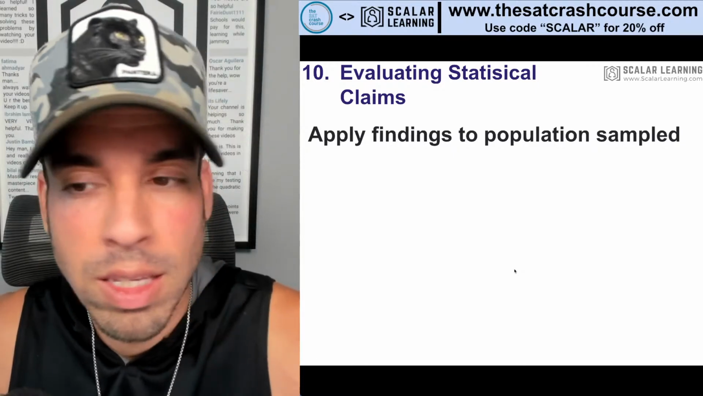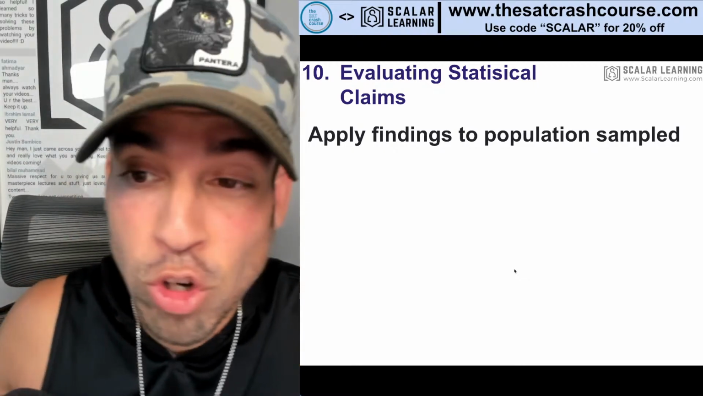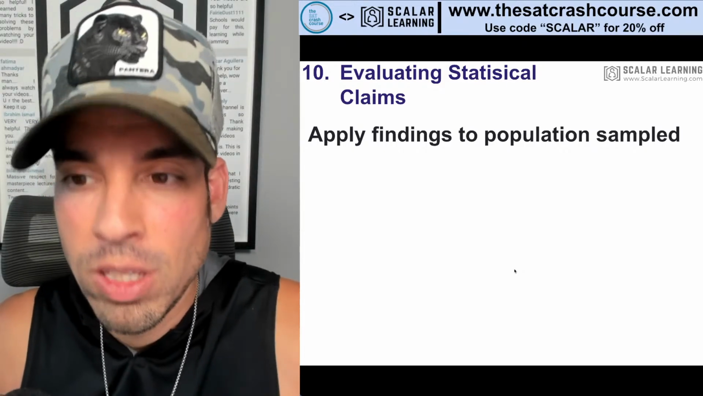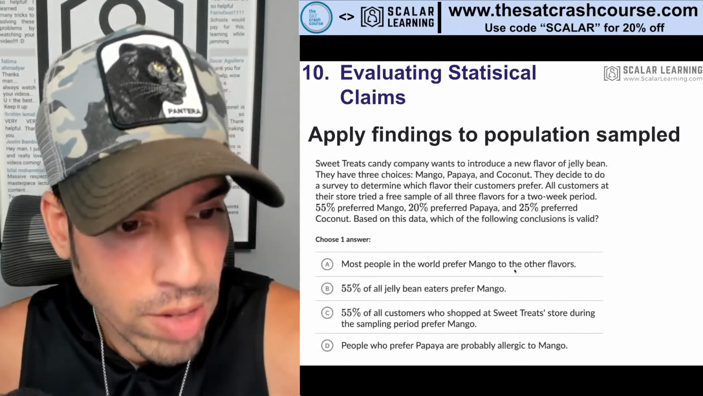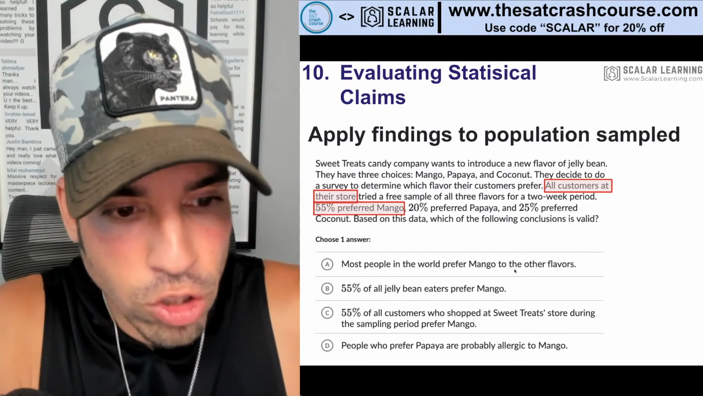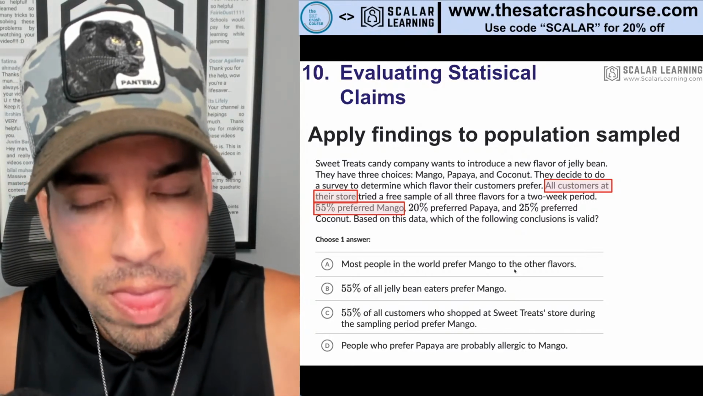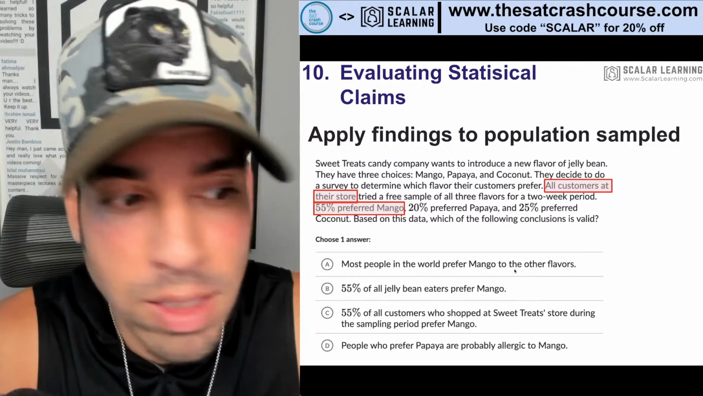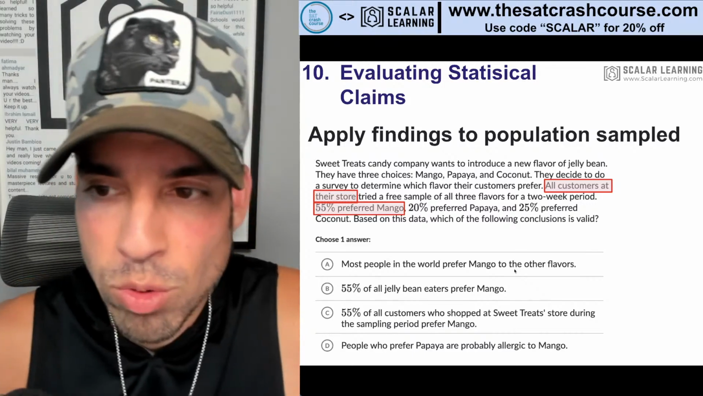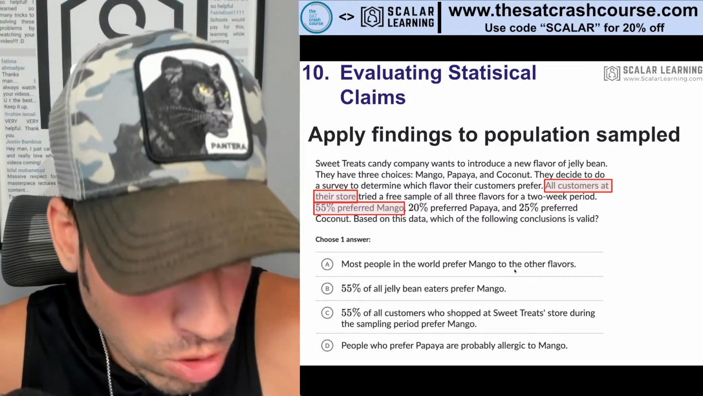So the main thing we have to remember when we're evaluating statistical claims is that if we've taken a sample and we're trying to apply it to a set group of people, we can only apply it to the population that was sampled. For example, we've got this survey: 55% preferred mango, 20% preferred papaya, and 25% preferred coconut. Who can we apply this to? Well, we have to go back to the sample. Who did we sample? All customers at their store. So now read through the answer choices, I'll give you guys 30 seconds. Tell me which one you think is the correct answer. Go for it.